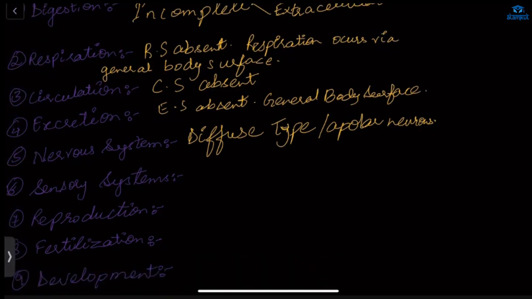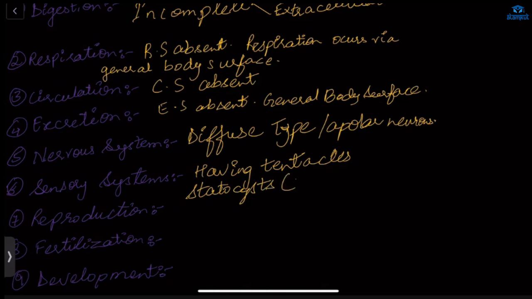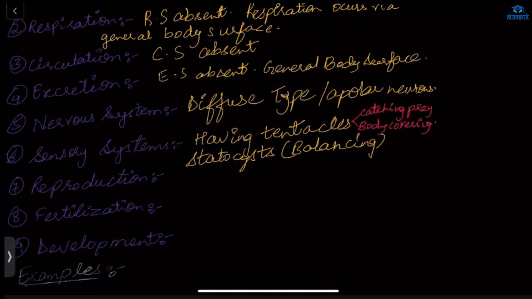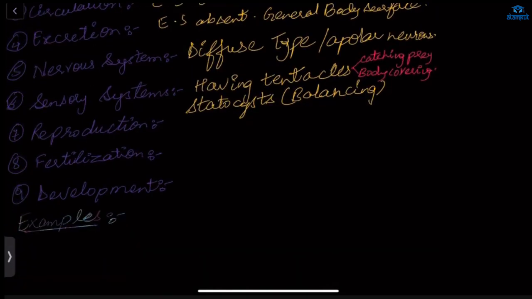Now sensory system, they will be having what? Tentacles, and they will be having a statocyst, the same as in the Coelenterata. Statocysts are used for what? Balancing of their body. And tentacles kis liye hota hai? For their protection and for catching the prey and covering the body. Okay? And statocysts are used for balancing.